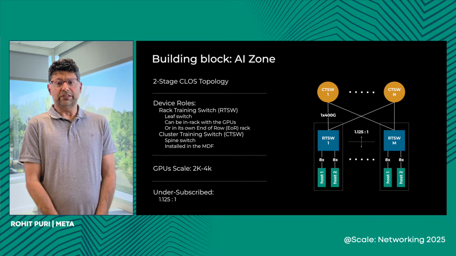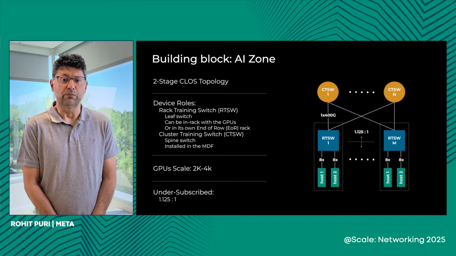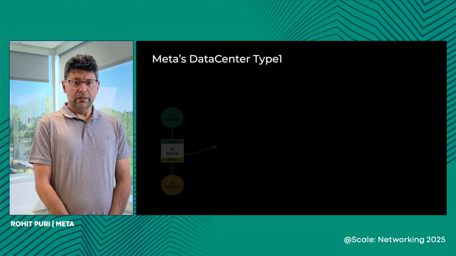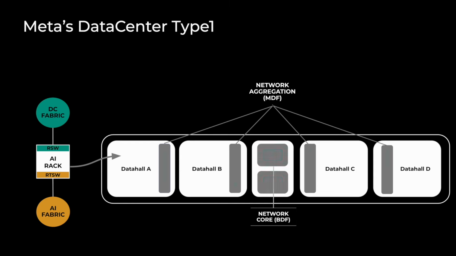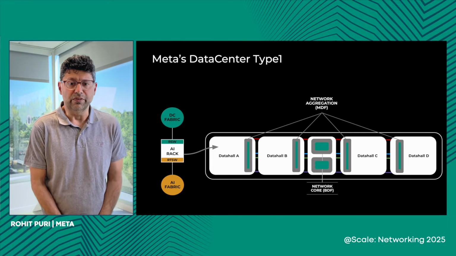Let's take a closer look at the structure of type 1 data center, which is a basic building that is deployed at Meta. As you can see, in a Meta DC type 1, we have 4 data halls, and each data hall can actually take up to 2 AI zones, which means we can squeeze in 8 AI zones into a given data center type 1 building. There are MDFs, which are the first level of network aggregation point for server racks. And then there is BDFs, where we put all the core of the DC fabric.